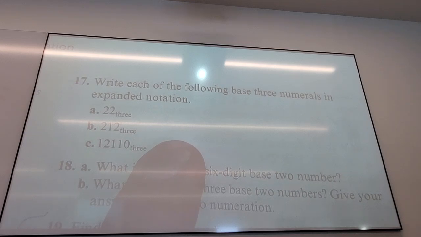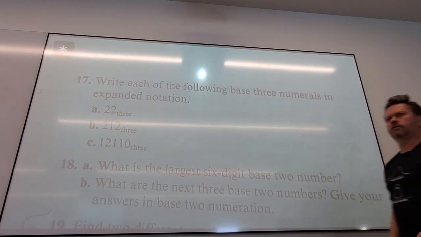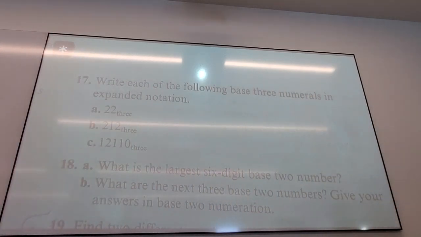Oh, what does expanded notation mean? Like 143 in expanded notation would be 1 times 100 plus 4 times 10 plus 3 times 1. It literally is just a digit times the base value, right? So what's 22 base 3? How can you expand that? 2 times? No, it's base 3. 2 times 3 plus 2 times 1, yeah. Yeah, keep going. So if you want to, you can write the base 3 places. 1, 3, 9, 27. And that's literally all I have to do there.